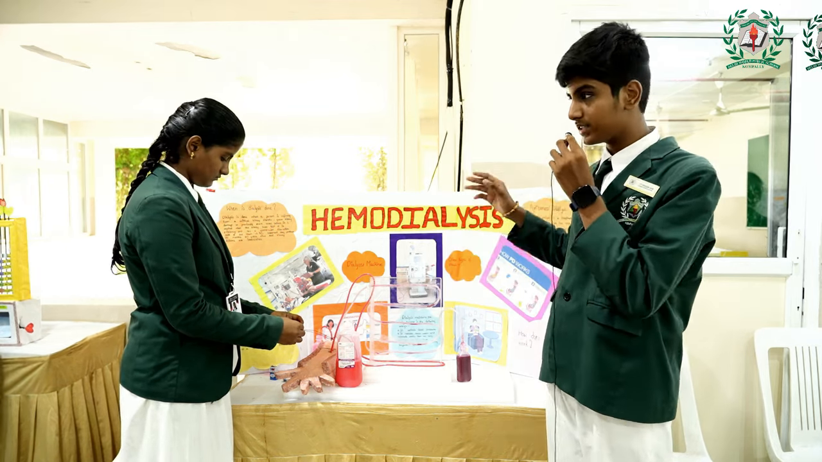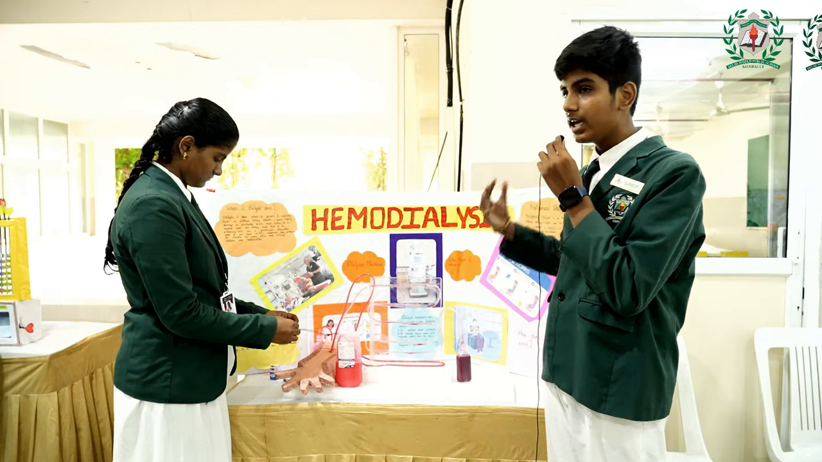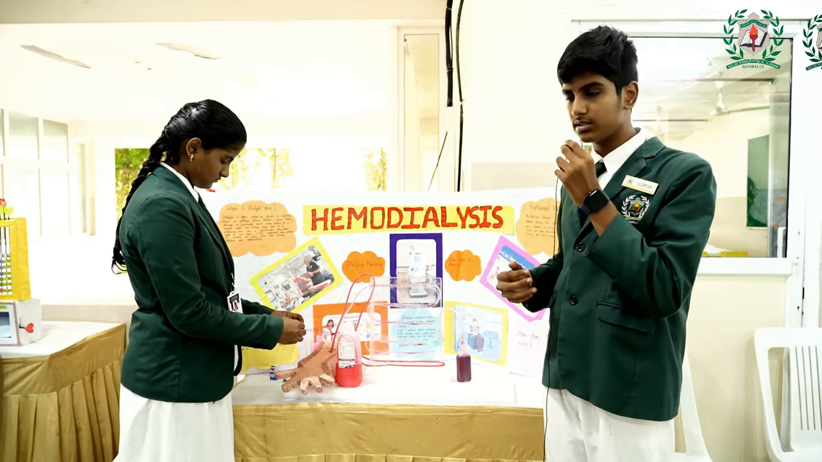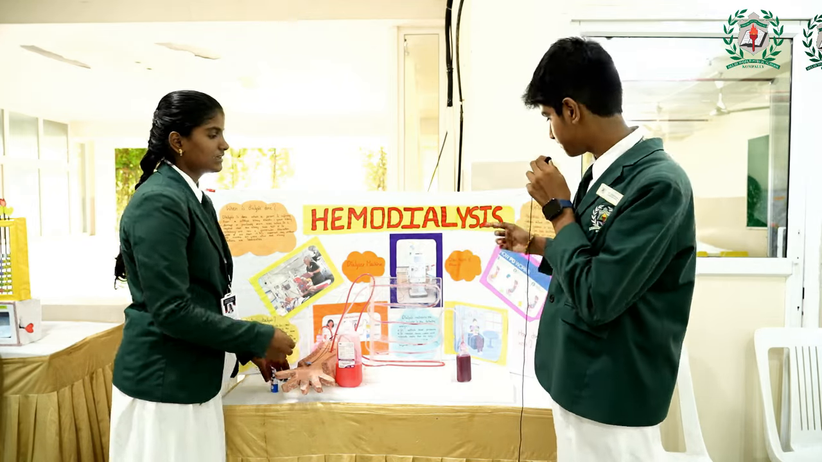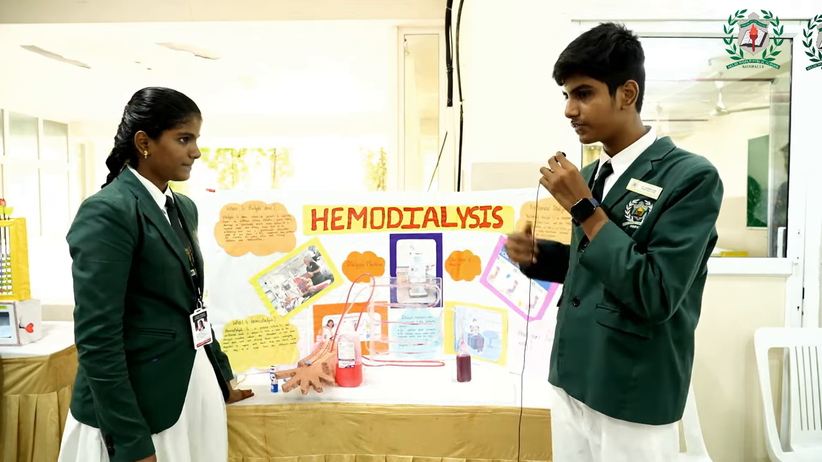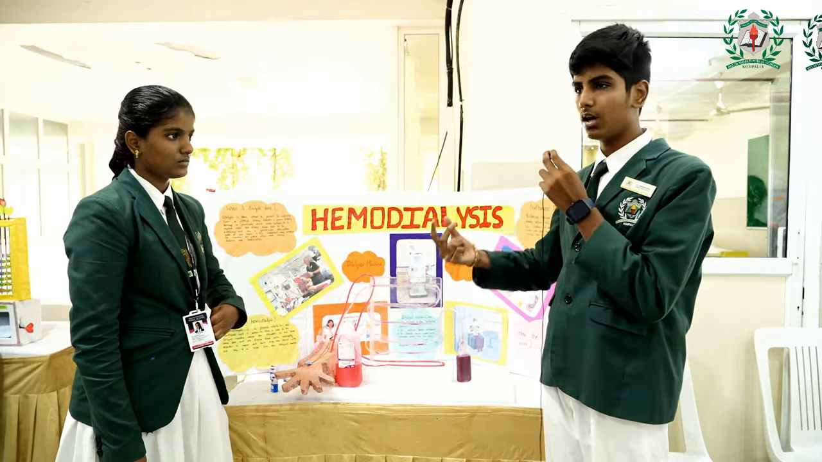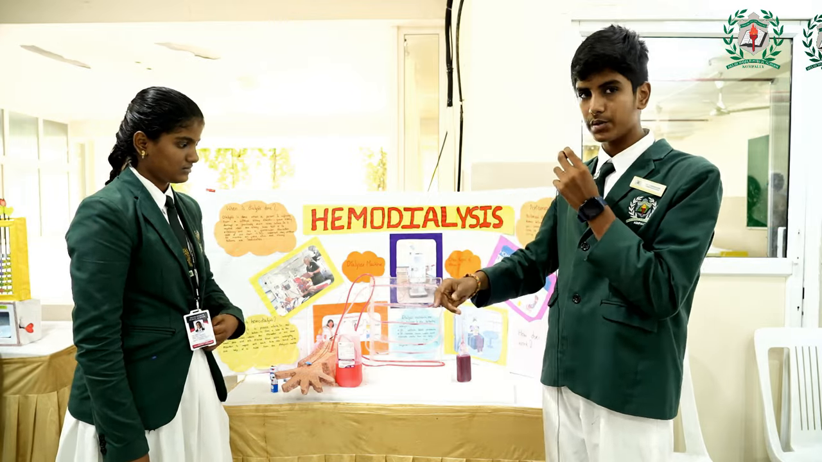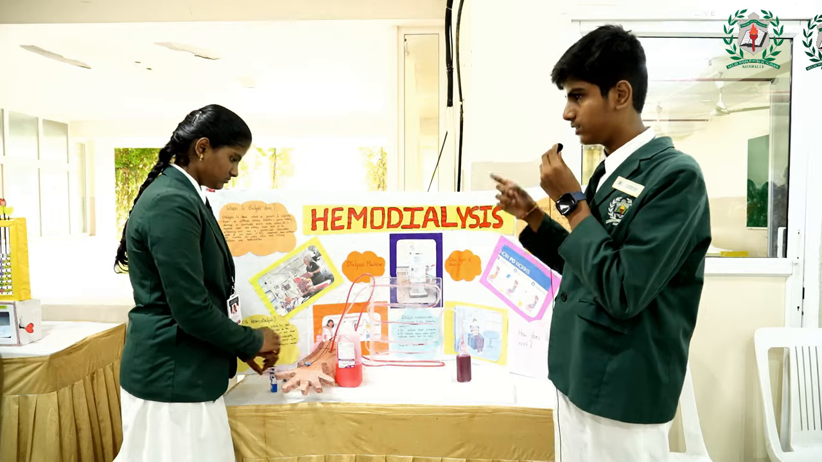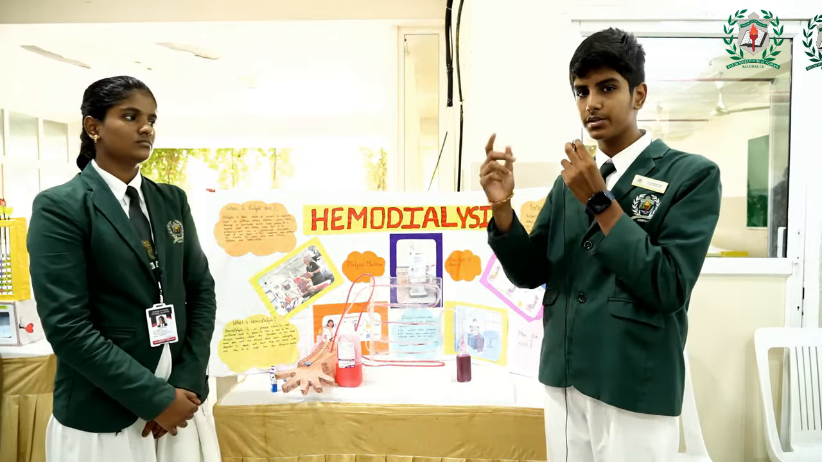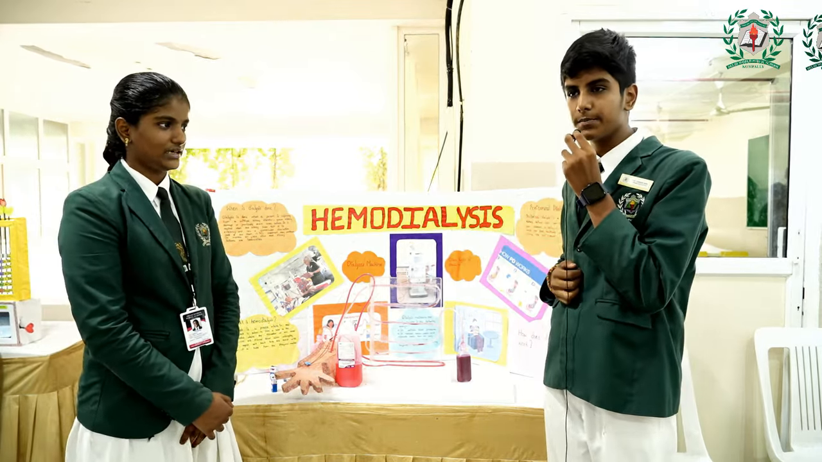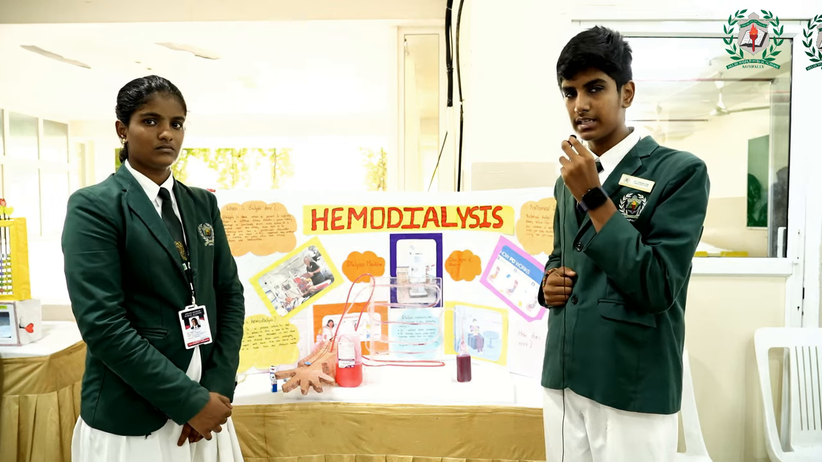Except hemodialysis, there is another method called peritoneal dialysis. In peritoneal dialysis, it uses a lining of the stomach called the peritoneum, and with the help of the peritoneum, all the waste material is moved out into a sac, and then the dialysate solution is moved into the peritoneum. And this is the process of hemodialysis and peritoneal dialysis.